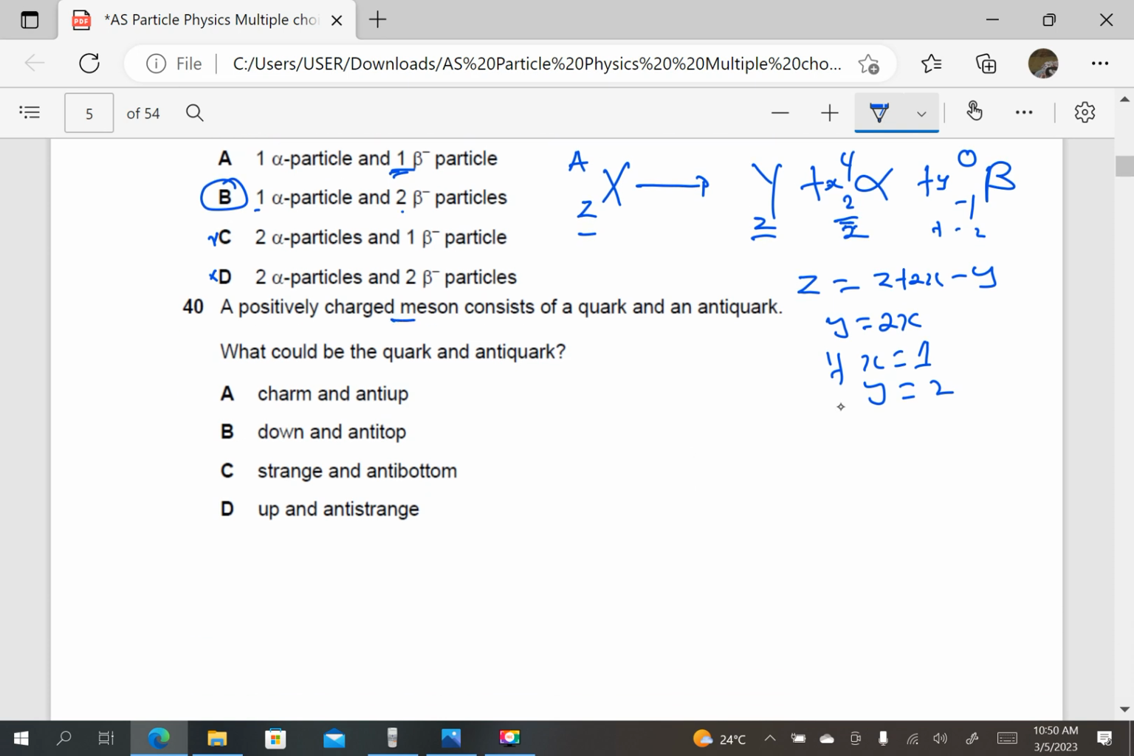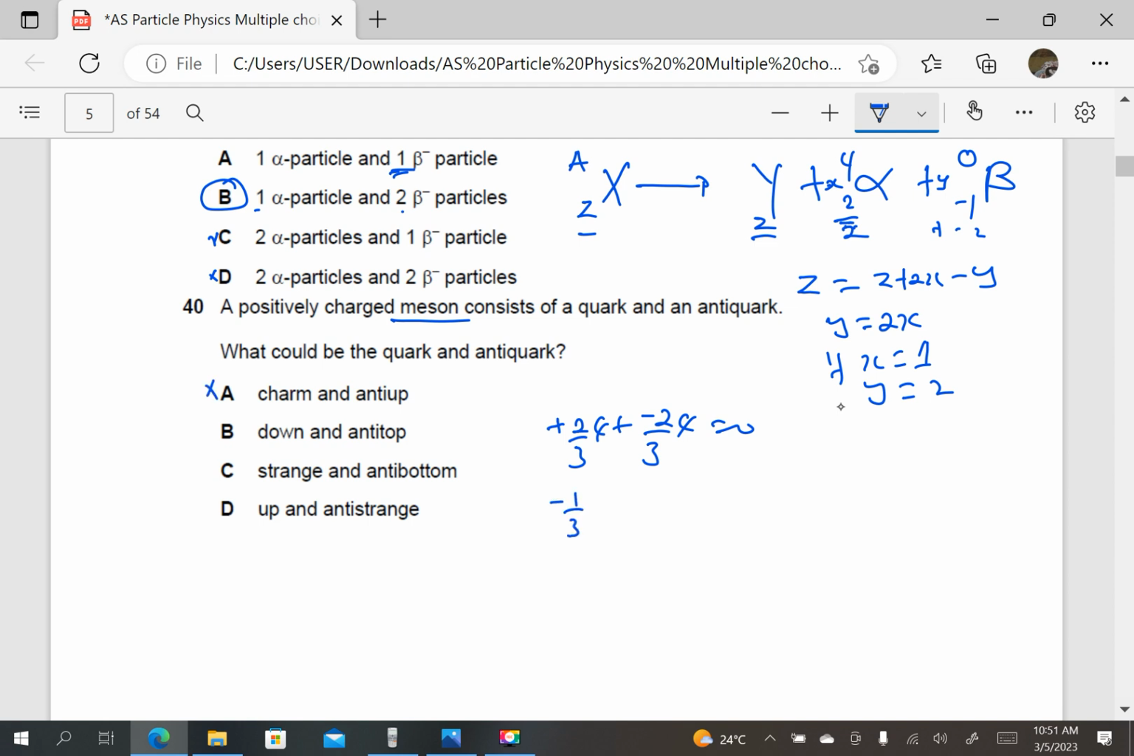A positively charged meson. A meson, remember, is a quark and an antiquark. What could be the quark and antiquark? It is a positively charged meson, so it has a quark and an antiquark. Let's check. Charm and anti-up: charm is positive 2 over 3e plus anti-up is negative 2 over 3e, that is 0. So this one is not a positive one.